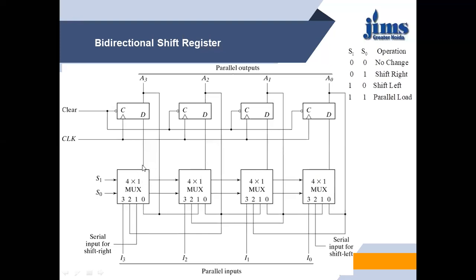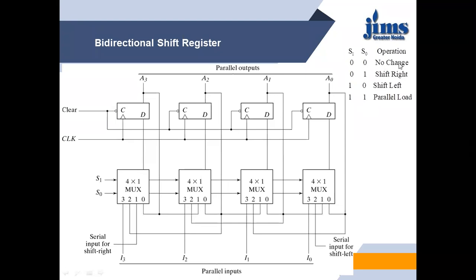Now we can see that this input of the mux is nothing but the output of the flip-flop, fed back with a loop. So whatever is the output of the flip-flop is the input of the mux, and the output of the mux is the input of the flip-flop. That means it is a loop. Whatever the output of the flip-flop is, it is fed back to the flip-flop with the help of the mux, and the operation is no change. The 0, 0 operation is no change.